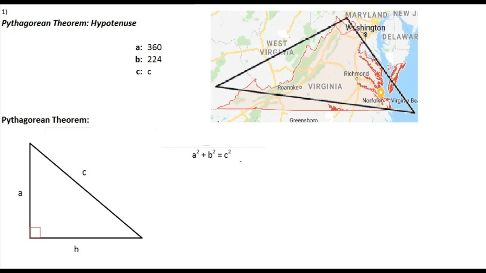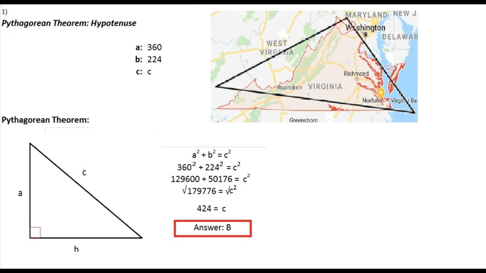So, if we take this thing apart, we have the Pythagorean theorem, a squared plus b squared equals c squared, 360 squared plus 224 squared equals c squared. Then we have 129,600 plus 50,176 equals c squared. And then we add those two, we get 179,776. We take the square root of both sides, and we end up with 424. That's our C, 424 miles. So what they're saying here is the southern border of Virginia is about 424 miles. The answer is B.